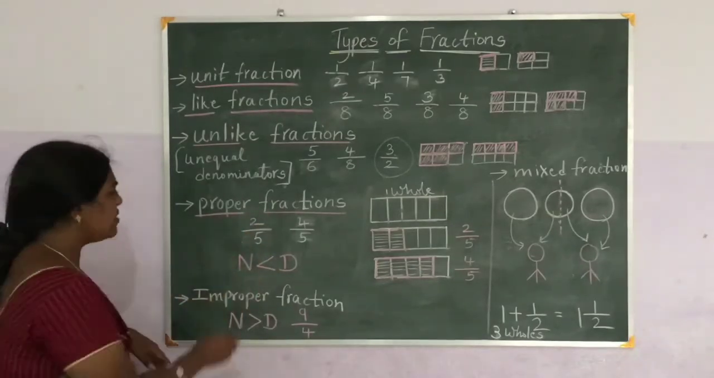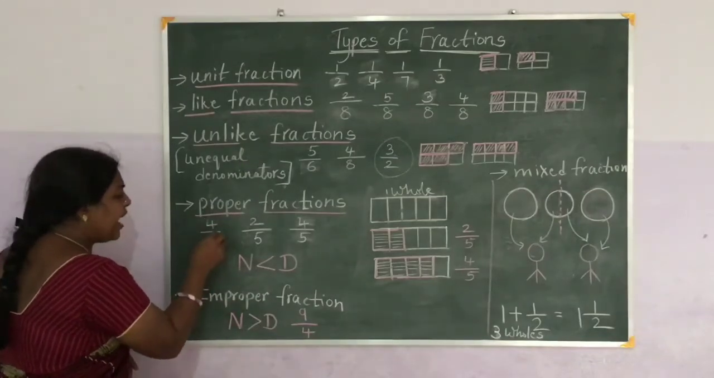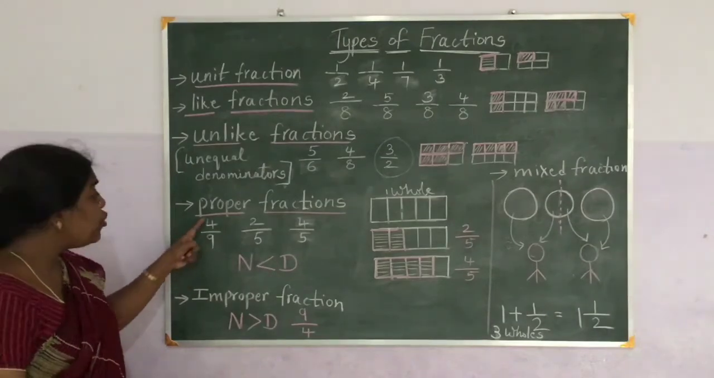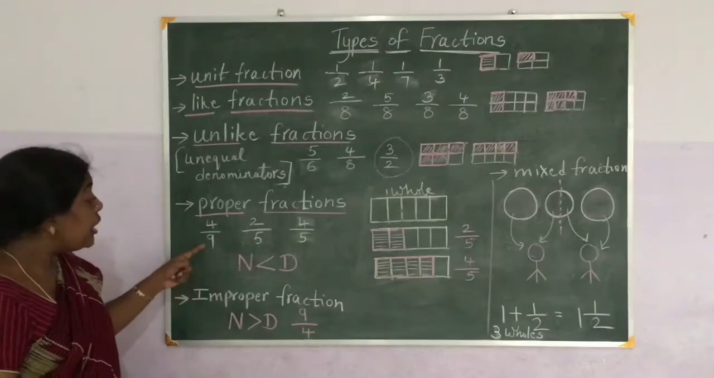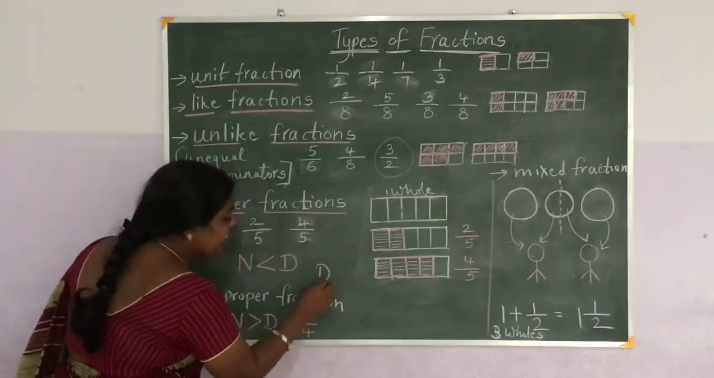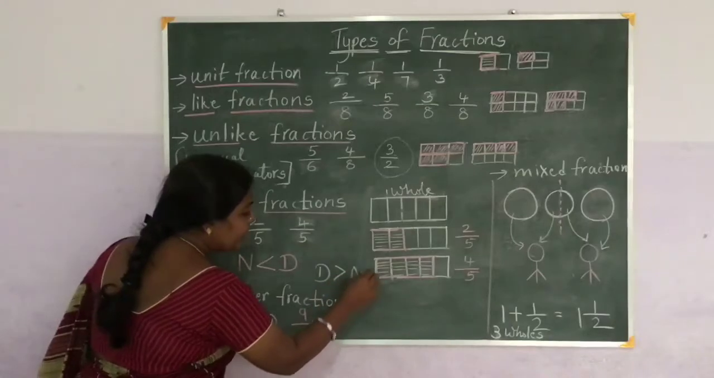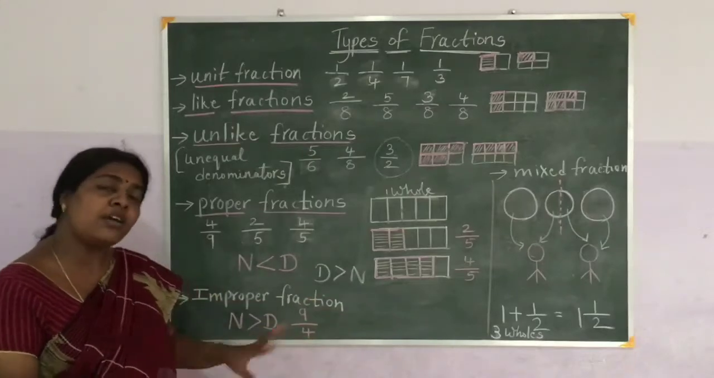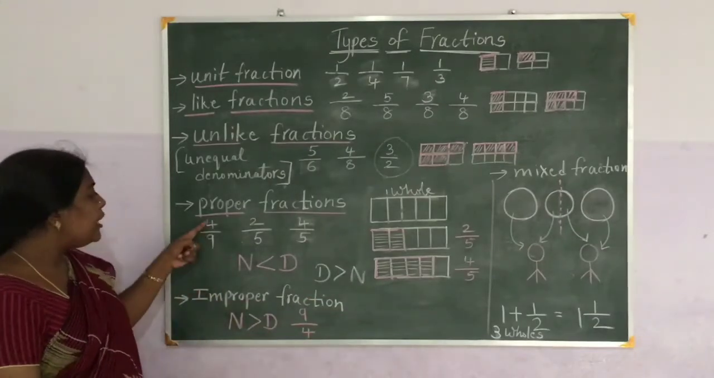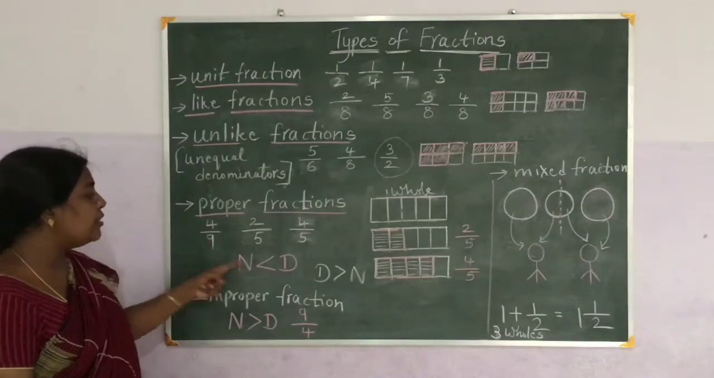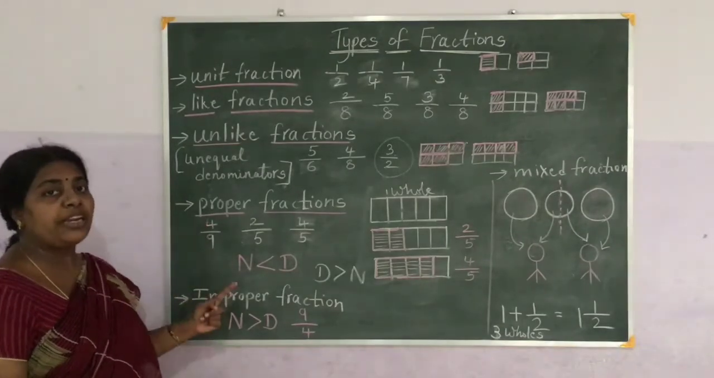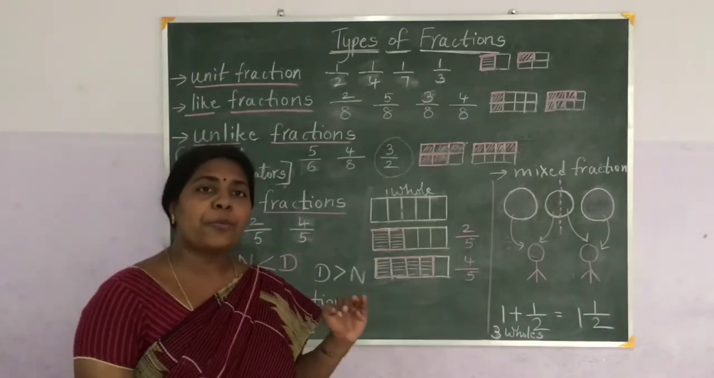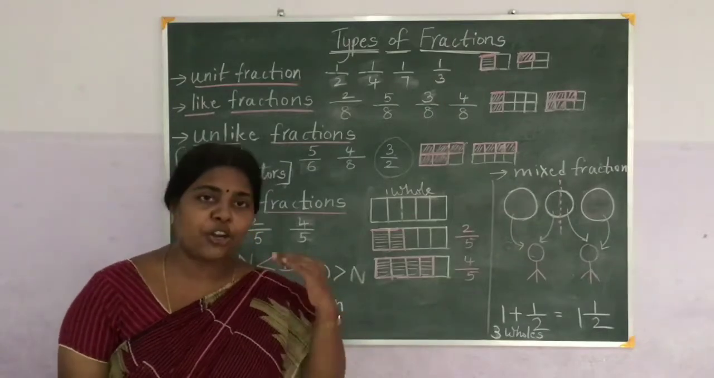Whatever the fraction is, suppose you take 4 by 9. Here the numerator is less than the denominator. Otherwise you can say it this way also: if the denominator is greater than the numerator. If you say the numerator is less than the denominator or the denominator is greater than the numerator, both mean the same. Such types of fractions are called proper fractions. So a proper fraction has a numerator less than the denominator.